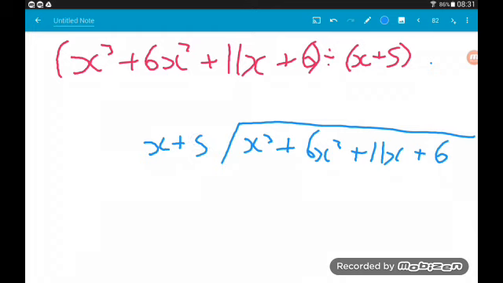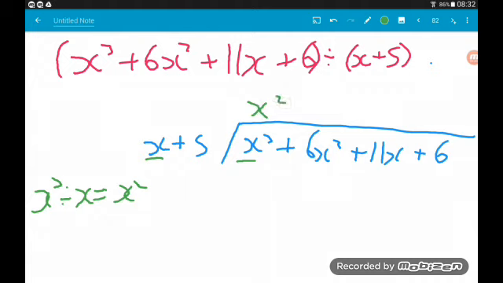Okay, so first division we do then is x cubed divided by x. So x cubed divided by x gives us x squared. That's the first thing to go up on top.